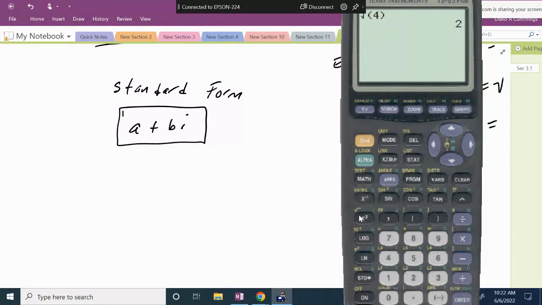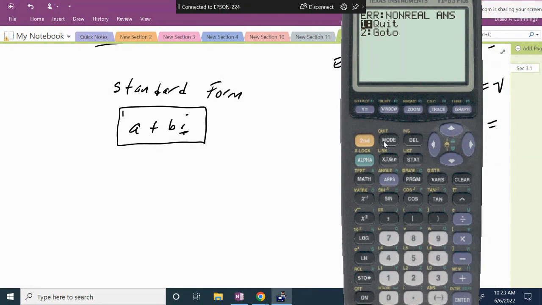I can put in the square root of negative 4. Notice I'm using minus and not the negative. And notice I get that that's not a real number, because i is an imaginary construct. That's actually not a real number.